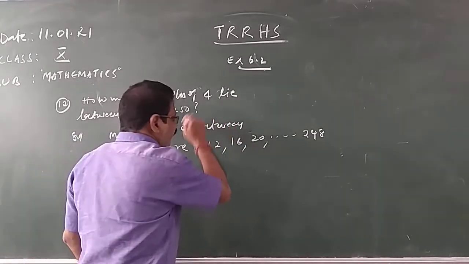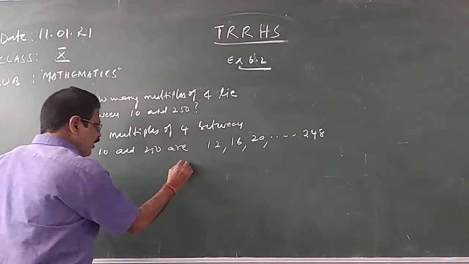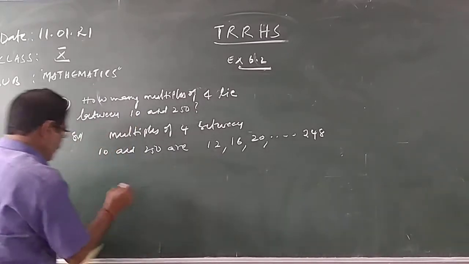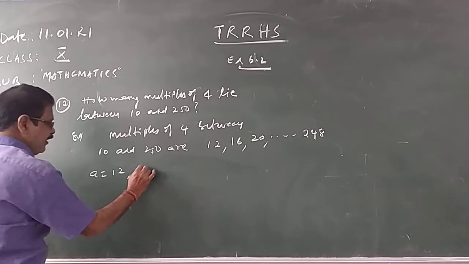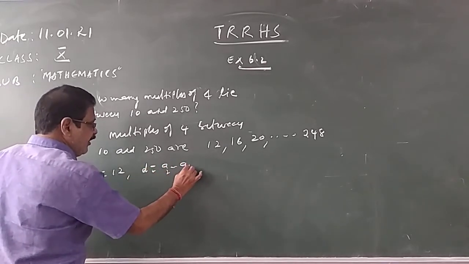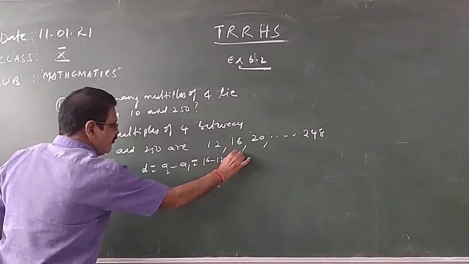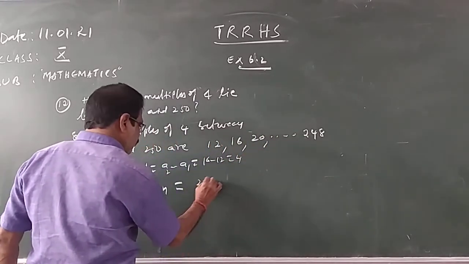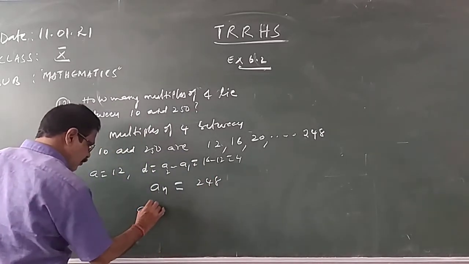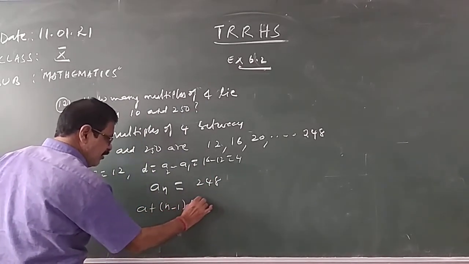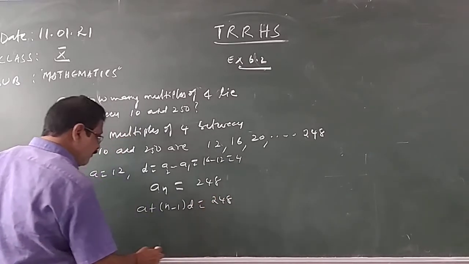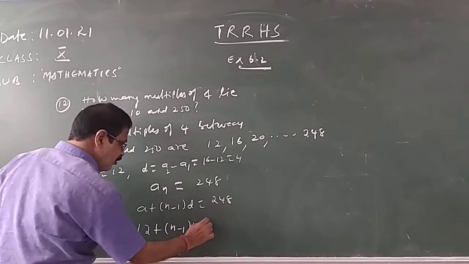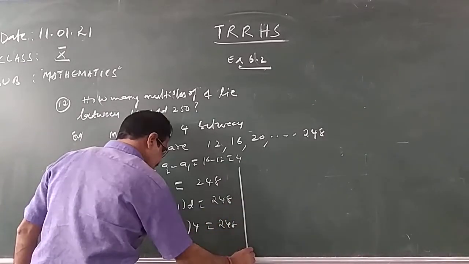Before 250 is 248. So now write down: first term a equals 12. Common difference d is a2 minus a1, 16 minus 12, which is 4. The last term, the nth term, is 248. The nth term formula is a plus n minus 1 into d equals 248. Here a is 12, so 12 plus n minus 1, d is 4, equals 248.